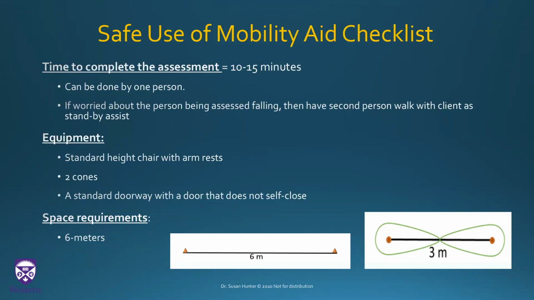For equipment, 3 pieces. You need a standard height chair with armrests, 2 cones or 2 obstacles that the person will be walking around or to help mark out distance, and a standard doorway with a door that does not self-close or have a self-closing mechanism. The space requirement is at most 6 meters, because there are 2 path distances that you'll have people walk on. One is a straight 6-meter path, and the other is a 3-meter path, which we use in a figure of 8 setup.